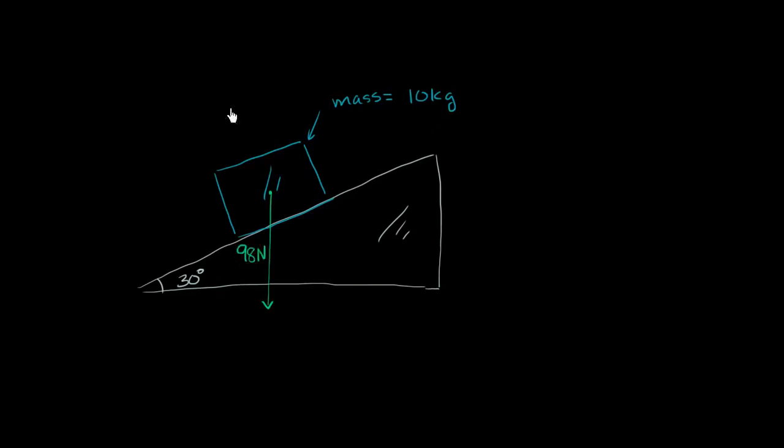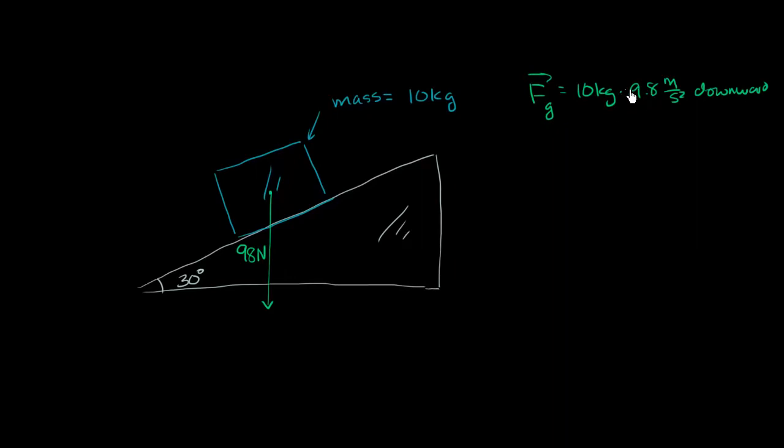I just took 10 kilograms. Let me write it out. So the force due to gravity is going to be equal to 10 kilograms times 9.8 meters per second squared downward. This 9.8 meters per second squared downward is the field vector for the gravitational field near the surface of the Earth, I guess is one way to think about it.